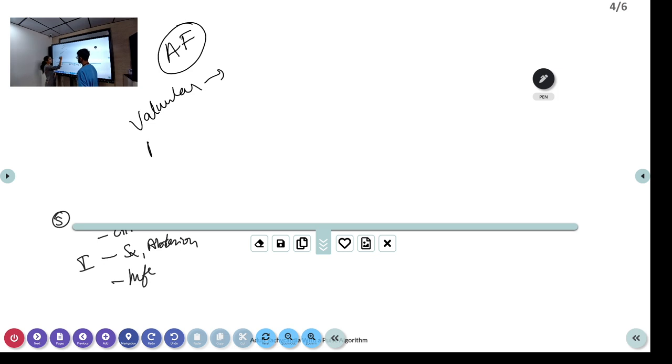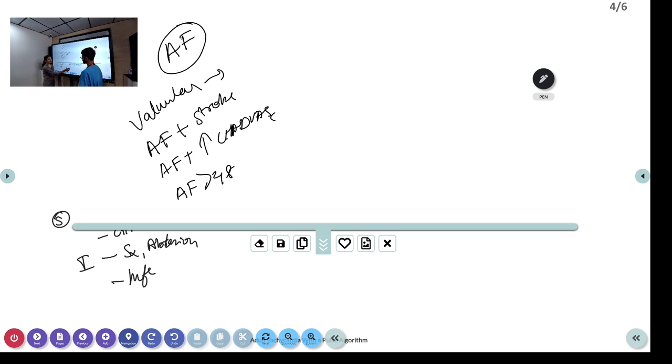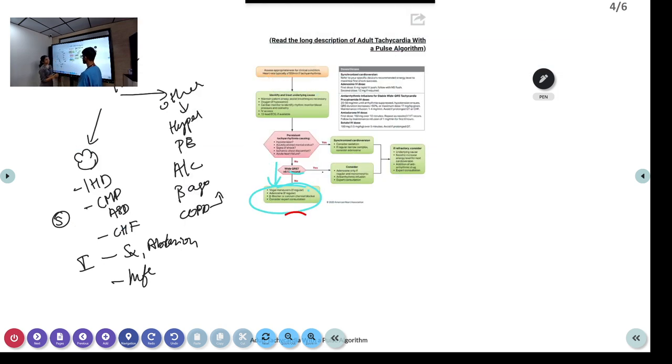Then AF along with stroke is another. Then AF with a high CHADS score. Then AF lasting for more than 48 hours. In such patients, we have to anticoagulate them, and only then do synchronized cardioversion. Which cardioversions are there? Pharmacological is there, electrical is also there.